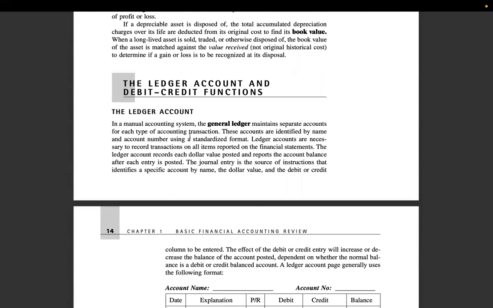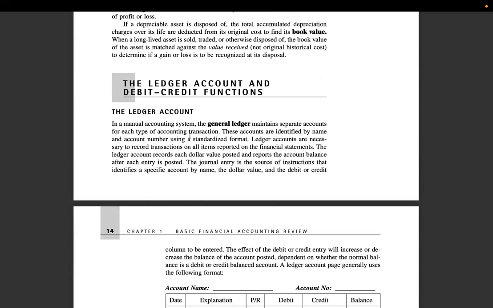In a manual accounting system, the general ledger maintains separate accounts for each type of accounting transaction. These accounts are identified by name and account number using a standardized format. Ledger accounts are necessary to record transactions on all items reported on the financial statements. The ledger account records each dollar value posted and reports the account balance after each entry is posted.